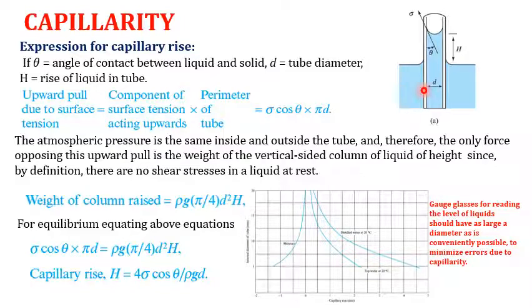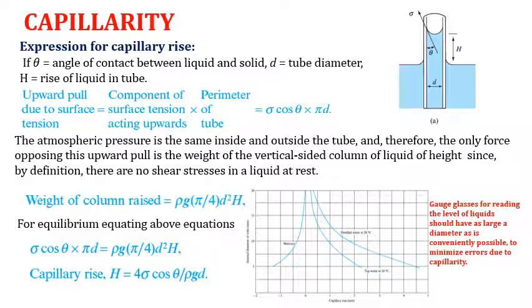Small d is the internal tube diameter and capital H is the rise of liquid in the tube. This rise is because of the capillarity. So the upward pull due to surface tension is equal to the component of surface tension which is acting upward, which is sigma cos theta into the perimeter of the tube. As we know, the surface tension is acting on the circumference or the perimeter, which is 2 pi r or pi d. So the upward pull because of the surface tension is sigma cos theta into pi d.